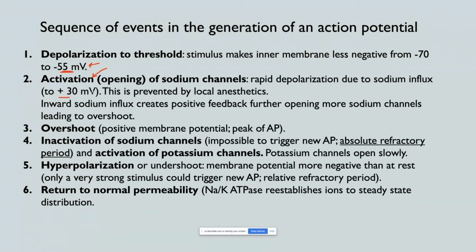Now, what happens when the cell reaches this electrical value? At this point, there is a positive feedback that opens more sodium channels, leading to an overshoot. We are going to see that later in the diagram. In the overshoot, there is a positive membrane potential. This is the peak of the action potential, and this is the moment when the voltage-gated sodium channels will get inactivated.